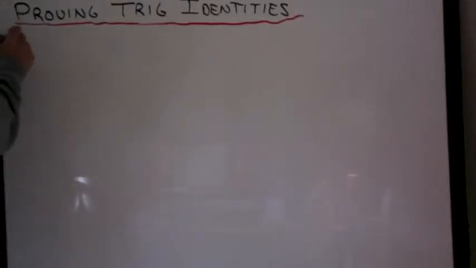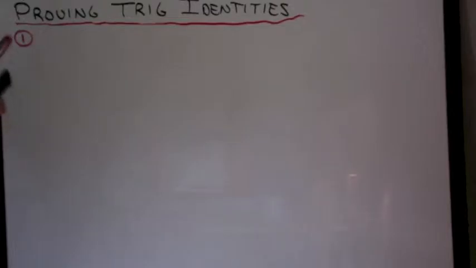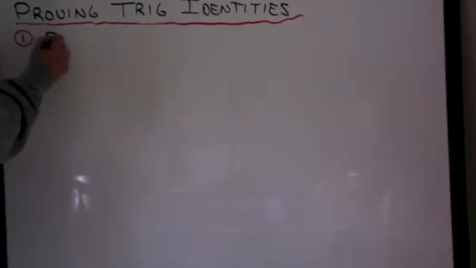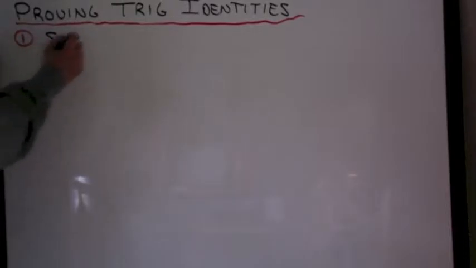Okay, so this is part 5 of proving trig identities that I've been working through with you. I'm going to put down a couple other examples that we haven't seen before, using a few other tricks.